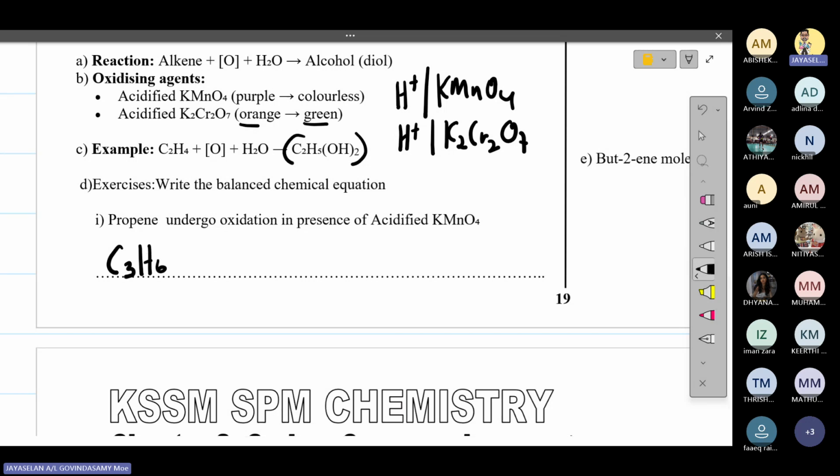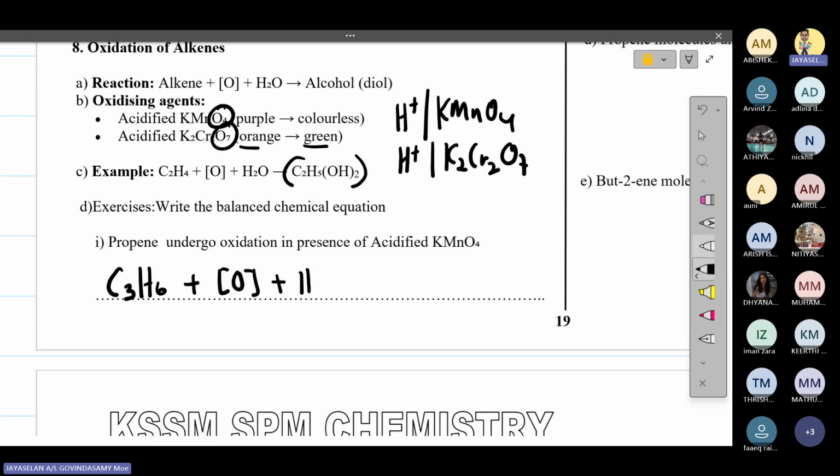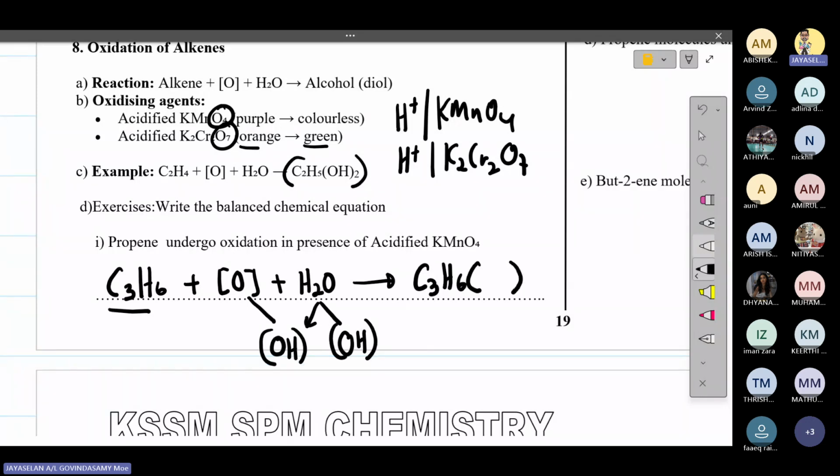Propene, C3H6. You must add the symbol of oxidation, which has many O's, so you give O. That's it. Plus you must add water. In the exam, they will not tell you to add water; you must add water. Water breaks into H and OH, and one O joins to give two OH. So you take this compound and write C3H6. We have 1 O, 2 O, right? Open bracket, close bracket, put OH. We got 1 O, 2 O, so you put 2 O.